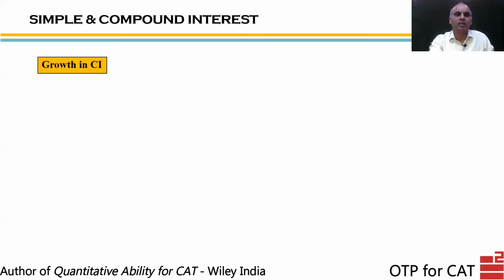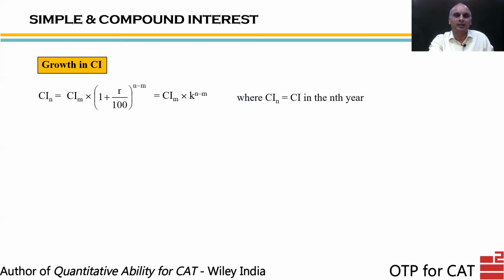So we can now come to the idea of growth in CI. We see that CI in the nth year will be equal to CI in some previous mth year into this. And again, we can replace 1 plus R percent by K. It becomes slightly more simplified. So we get this formula where CI subscript N means CI in the nth year.